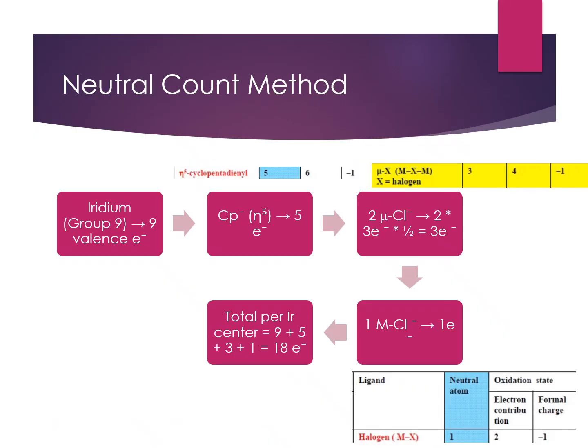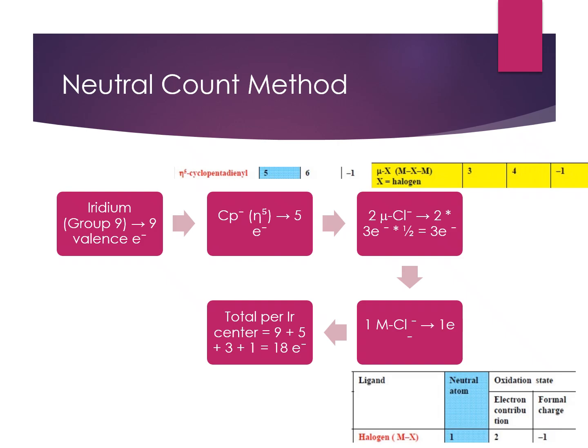In this slide, we're going to be determining the neutral count of the coordination complex. First, the valence electron of iridium needs to be identified, which is 9 electrons since it's in group 9. And then the pentamethyl cyclopentadienyl falls under the eta 5 cyclopentadienyl group, giving it a neutral charge with 5 electrons.